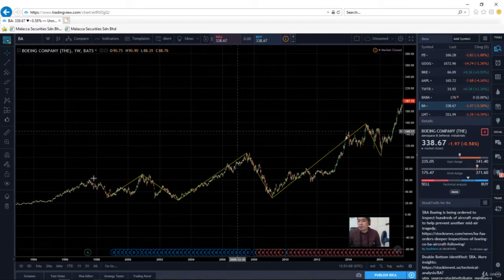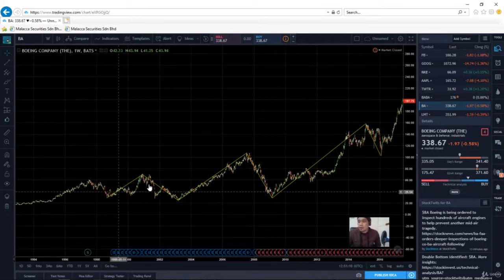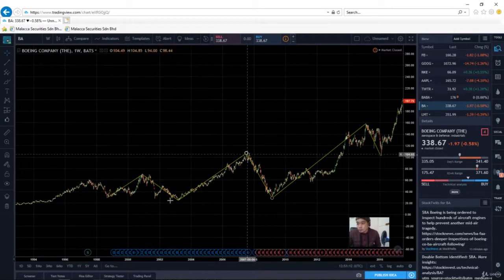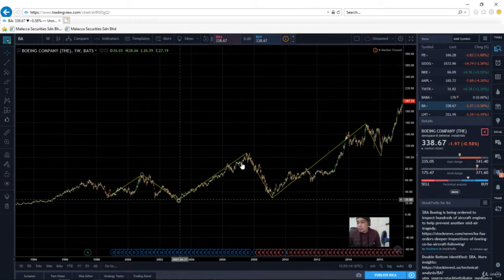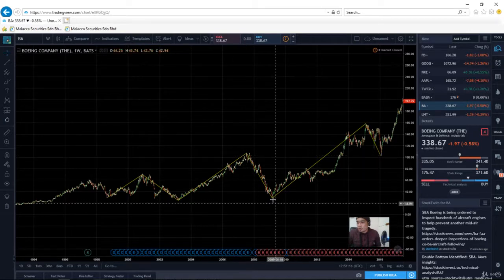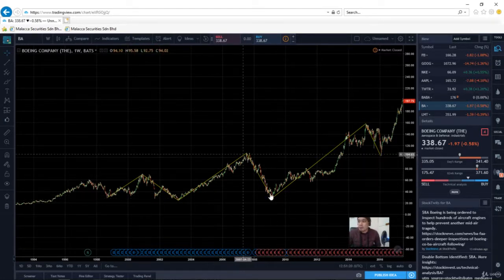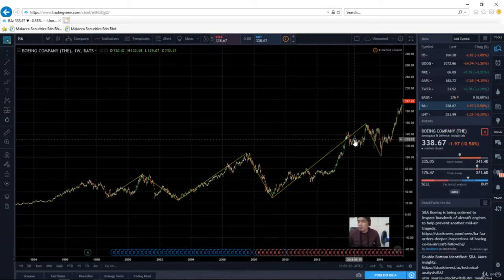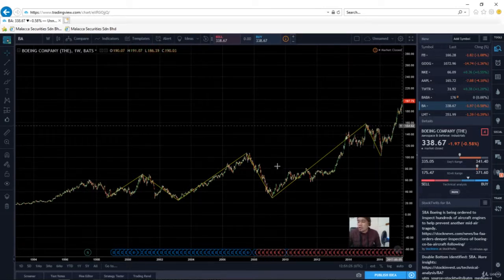For example, take this one. This is actually a sideways movement, both of these, and it begins its uptrend movement from this point, where it's making higher highs and higher lows.